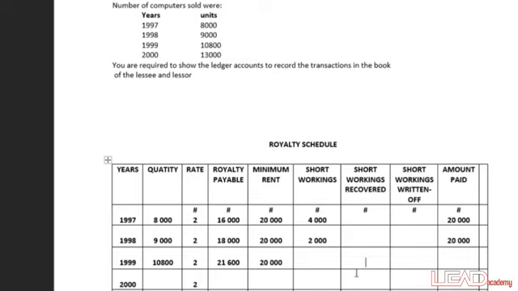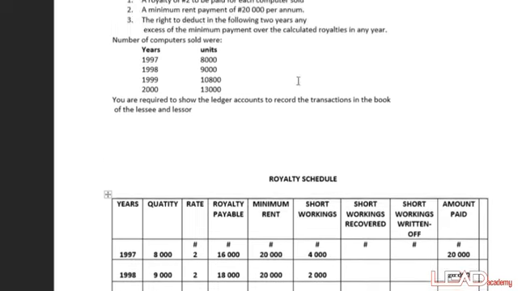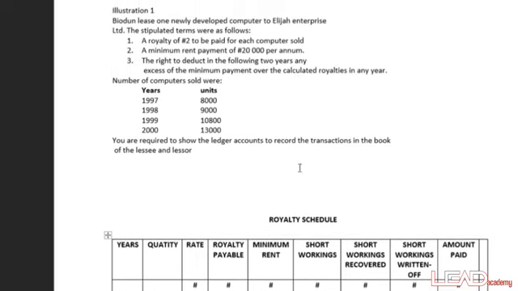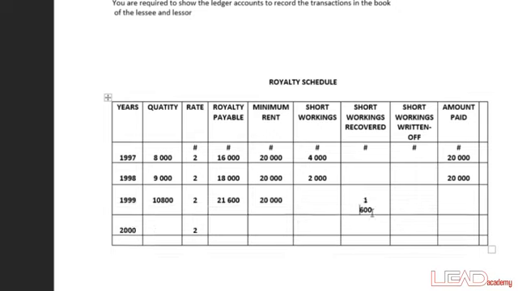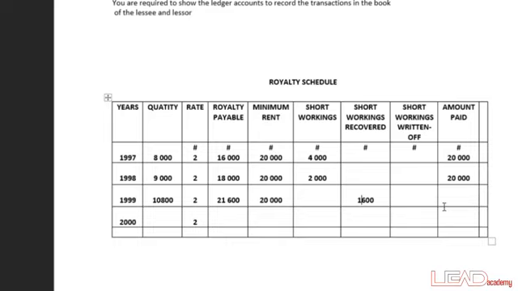Now, as you can see, in 1999 there was no short working because royalty payable was more than the minimum rent. In the agreement, they said he can recover any excess amount. There was an excess amount of 1,600. So out of the short workings he had, which is the loss of 6,000, he's going to remove 1,600 from the excess he made in 1999. So how much is he going to pay? He's going to pay 20,000 naira.